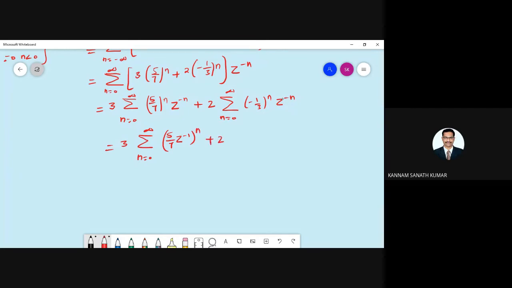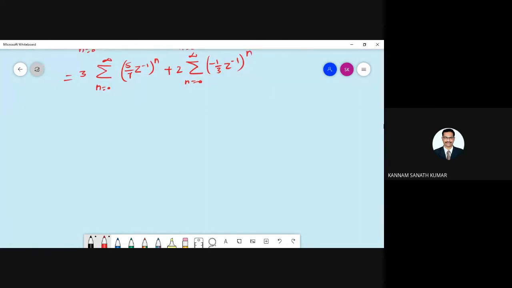Okay, plus 2 into summation n equal to 0 to infinity of (minus 1 by 3 z power minus 1) whole power n. Okay, so if you want to find out X of z, 3 is a constant. The summation of the infinite series 1 plus r plus r square and so on is 1 by 1 minus r, such that mod r is less than 1. So for this function, 1 by 1 minus 5 by 7 z power minus 1.